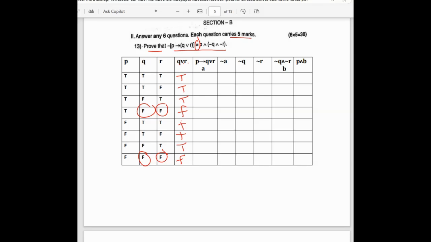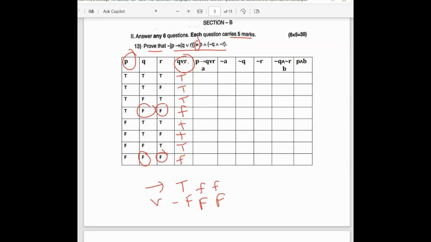Then the next one is P implies this one. We have to look at the first line and the fourth line. The condition is implication. Implication with T F is F. Or with F F is F.